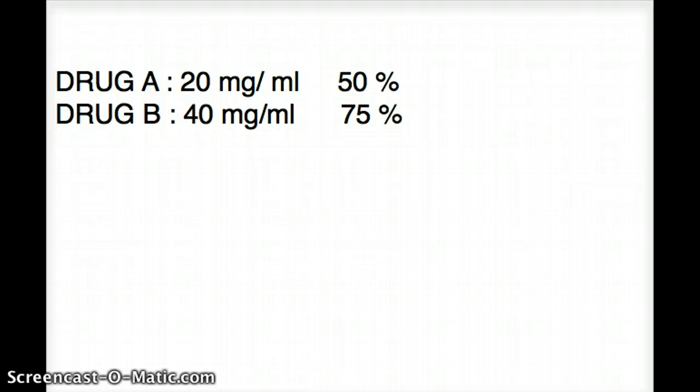Now the question boils down to which one is more potent, or which one is more efficacious. So, choosing between: is drug A more potent than drug B, or is drug A more efficacious than drug B, or the other way around? I'll give you a moment to think about it. Okay, so let's discuss it now that you had some time to think about it.